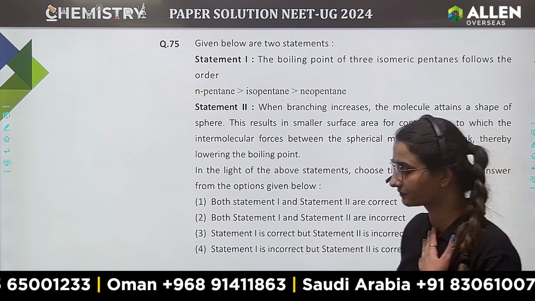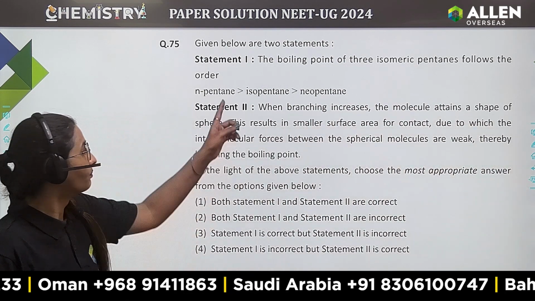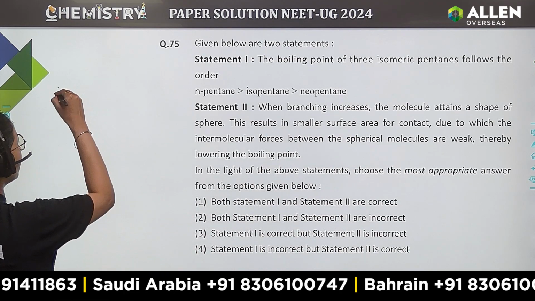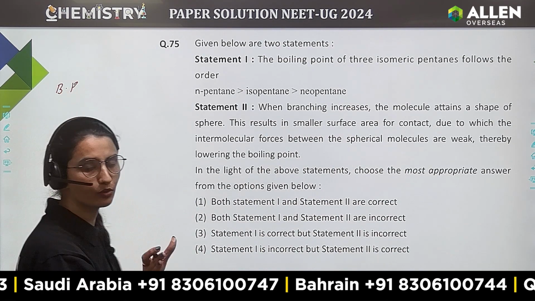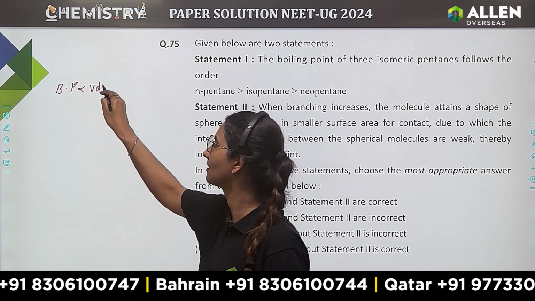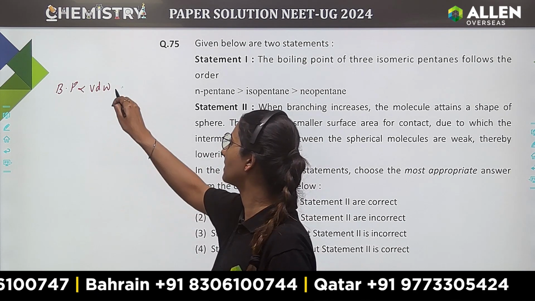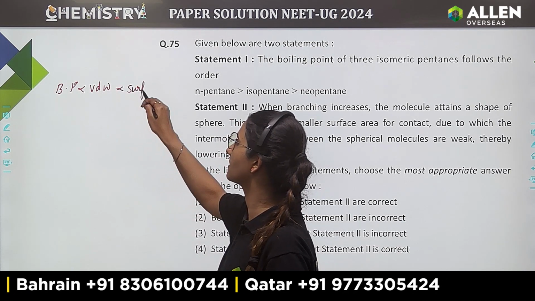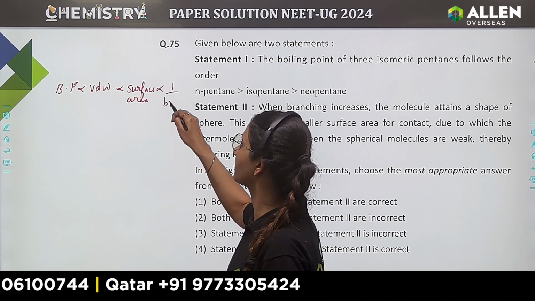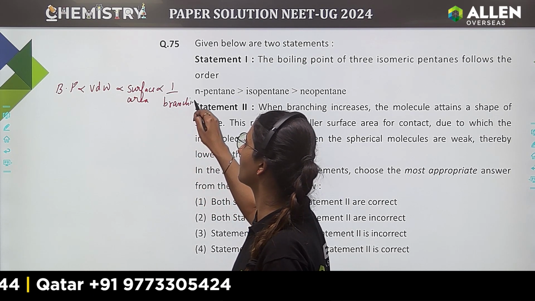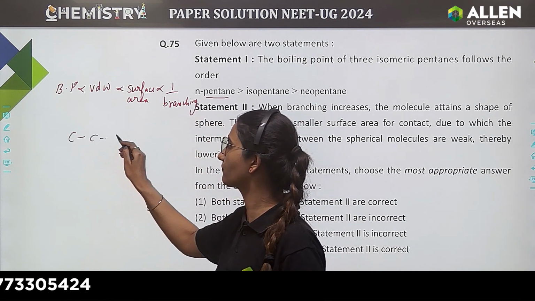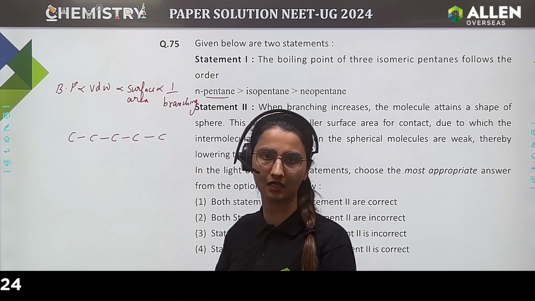Next, students, see. Boiling point of 3 isomeric pentanes. Today only I told you, students, that boiling point for non-polar or slightly polar compounds depends on van der Waals forces. And van der Waals forces are directly dependent on surface area. And students, branching decreases surface area. Something becomes more compact. Like if I talk of N-pentane, this is the structure of your N-pentane.